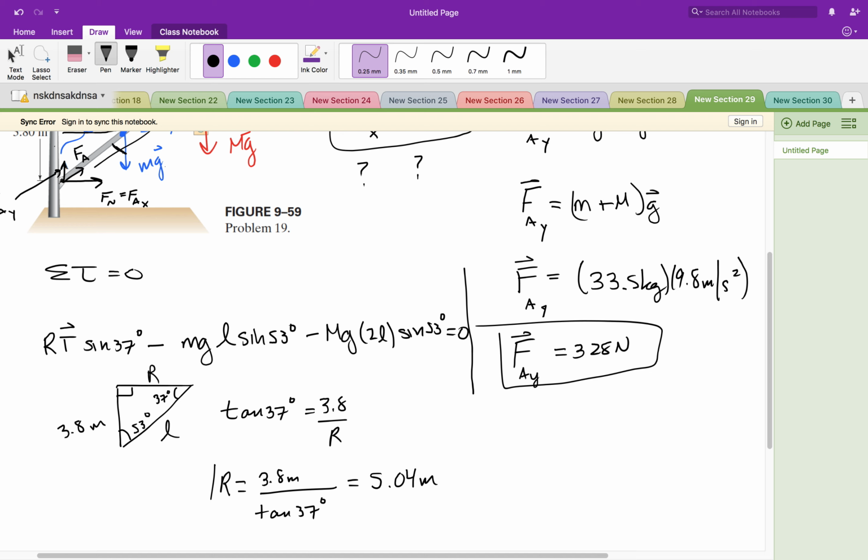And then I can get L by doing, well, it doesn't really matter at this point. I can use any trig function. Let's use sine of 53 now that we know R. We'll use sine of 37. Let's just use sine of 37. Sine of 37 degrees is opposite over hypotenuse, so that's 3.8 over L.